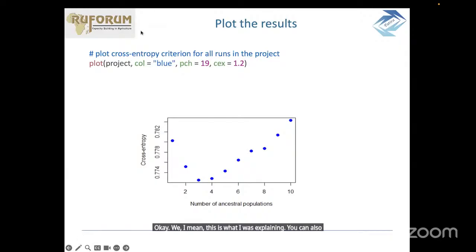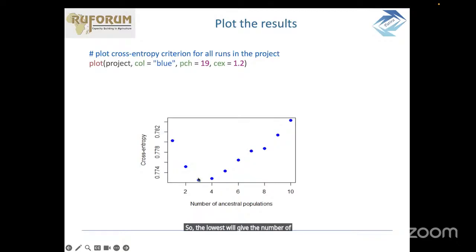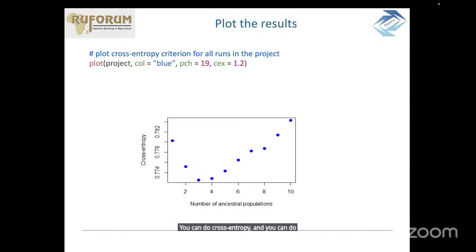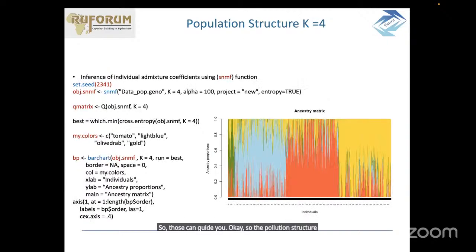You can also plot this entropy. So when we are running that structure, it was giving us cross entropy. So the cross entropy you can plot, the lowest. So here you start with 0.78, and then as you come down, this is the lowest here. So the lowest will give the number of populations here. So that's why I ran the fourth one. We may say, okay, we have 3 or 4, but the 3 is the lowest part. So there are 3 methods. You can use principal component, you can do cross entropy, and you can do the structure. Okay, so those can guide you. Okay, so the population structure 3, this is 4.